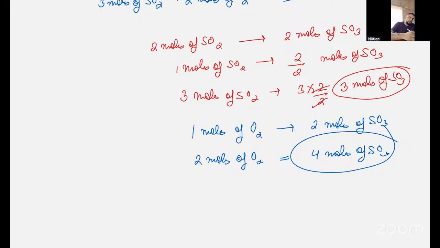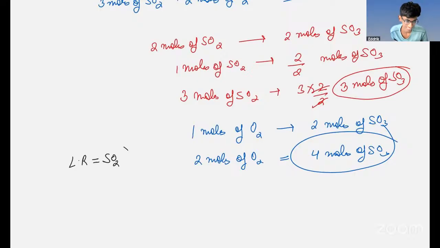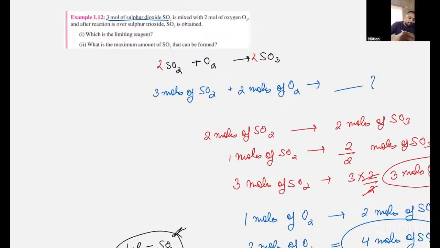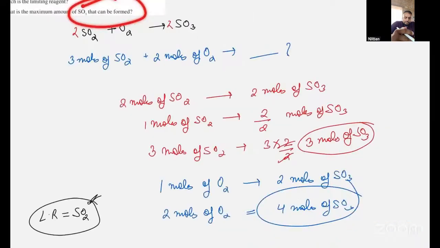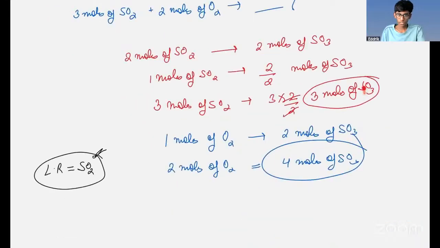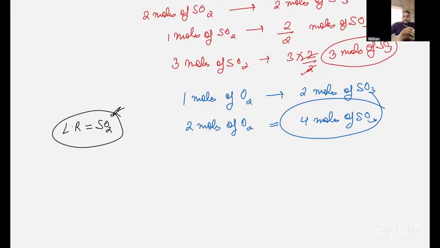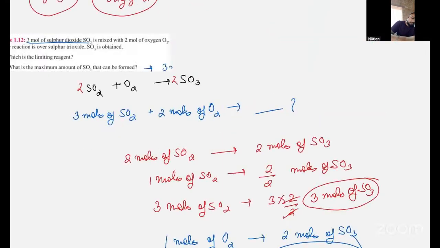So who is the limiting reagent here? SO2. So LR will be SO2, the SO2 is limiting. Did you understand? And what is the maximum amount of SO3 that can be formed? 3 moles of SO2 will give 3 moles of SO3. So basically, how much maximum SO3 can be formed? 3 moles. So the answer of this will be that 3 moles of SO3 can be formed.